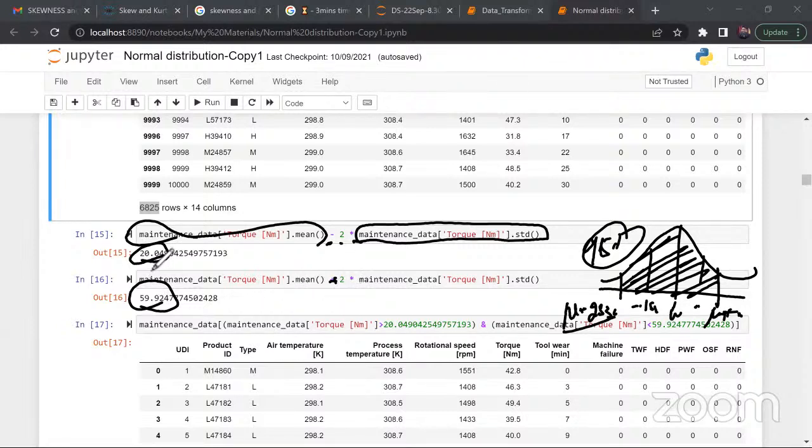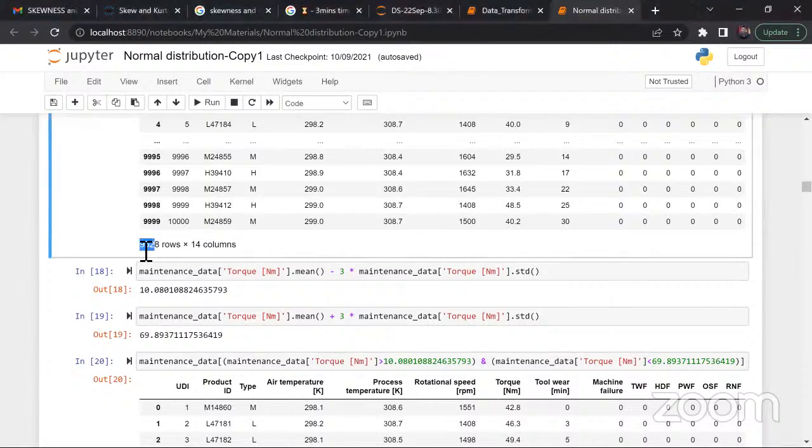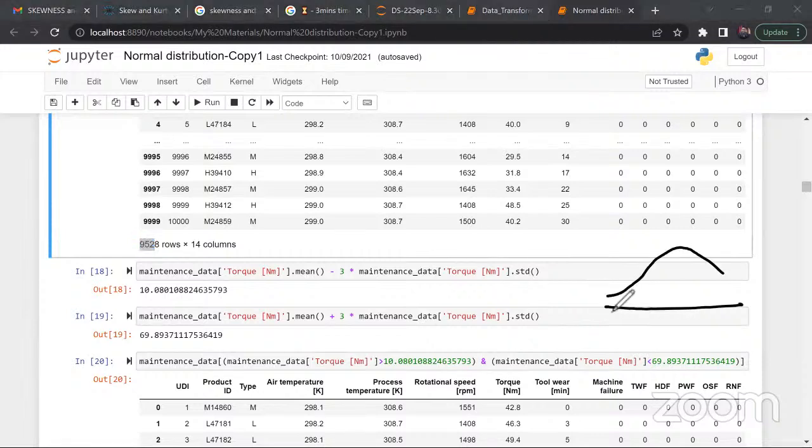Now what is the range? 20 to 59. I'm expecting 95% of the observations to fall between this range. So 95% of the total values should fall within this range. I got it. Now 3 standard deviation. Within 3 standard deviation, again, mu minus 1 standard deviation, you got it; 2 standard deviation, you got it.